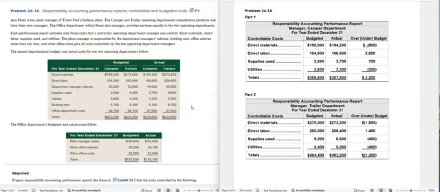Okay, so think about this as you've got the two departments, you've got camper and trailer. The managers of those two separate departments are only responsible for controlling materials, labor, supplies, and utilities.